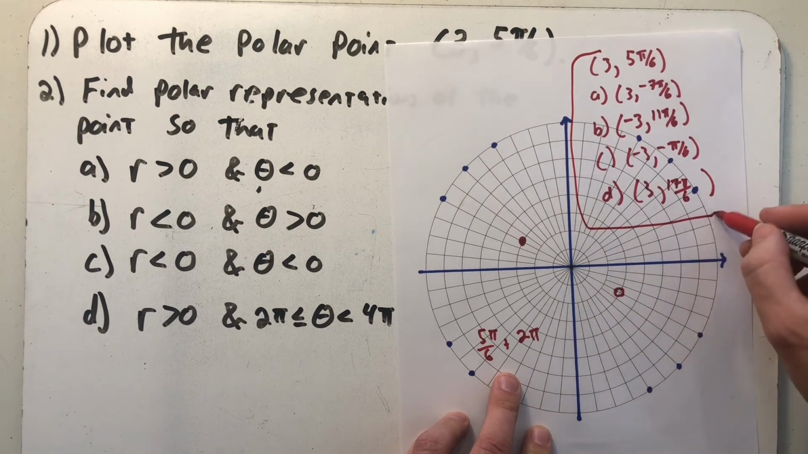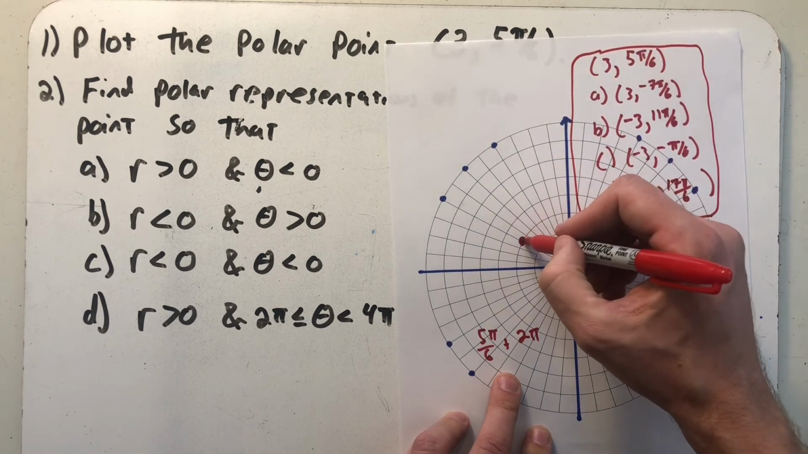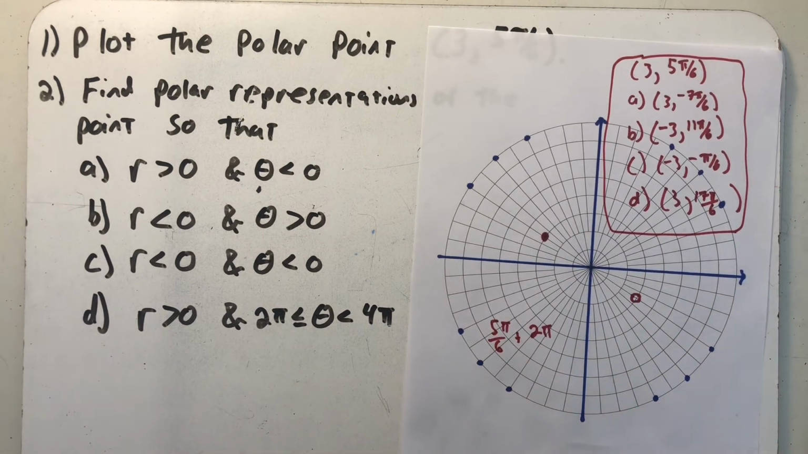And what I have here are 5 representations of that polar point, with only infinitely many to go if I wanted to write them all down. But that's it for now.